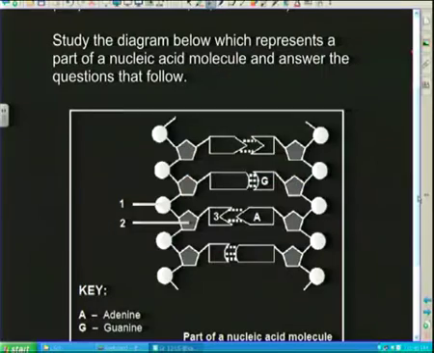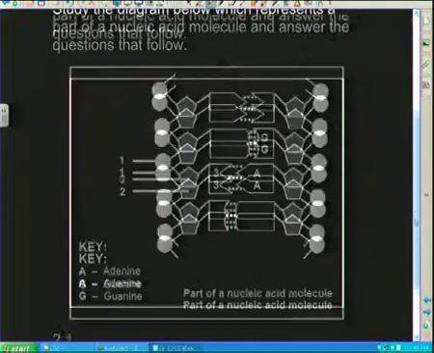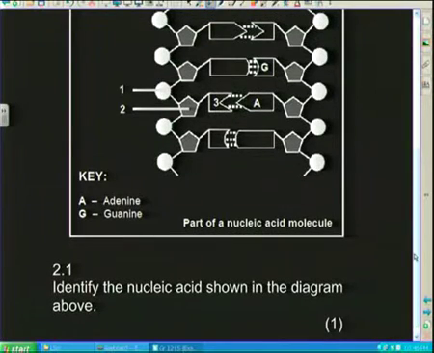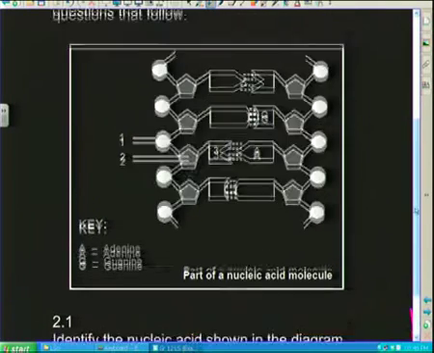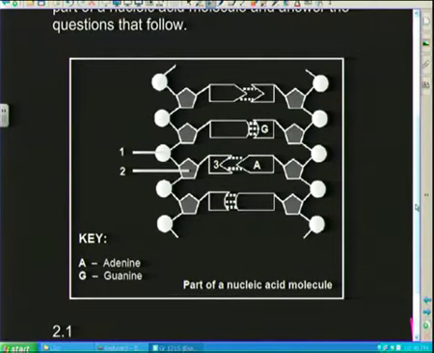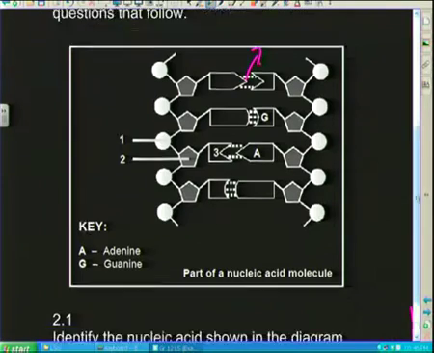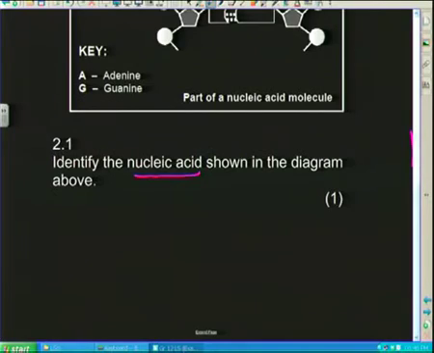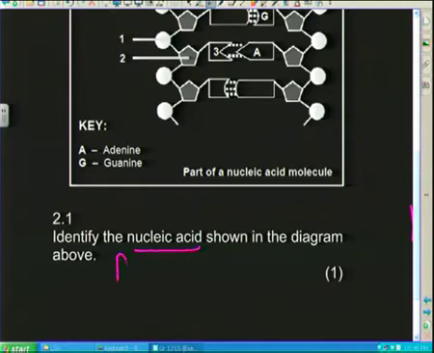All right, let's start. The question is, study the diagram below which represents a part of a nucleic acid molecule and answer the questions that follow. Now, they haven't told you that it's DNA or RNA, so from the diagram you must be able to see that. The first question: identify the nucleic acid in the diagram above. What you should notice first of all is that it's double-stranded because there are hydrogen bonds. That is your first cue. If it is double-stranded, then it must be a DNA molecule. That's the only information. It doesn't show you anything else, but it's double-stranded, so you know it's a DNA molecule.